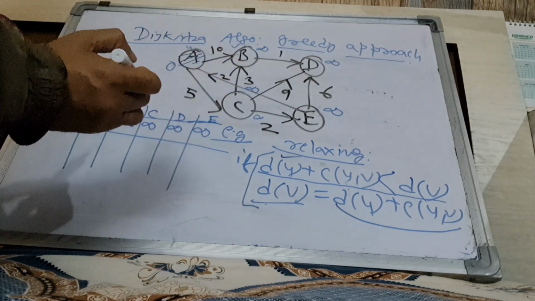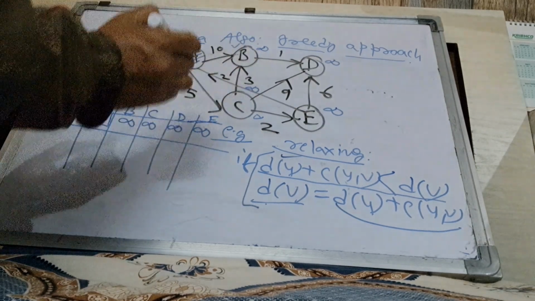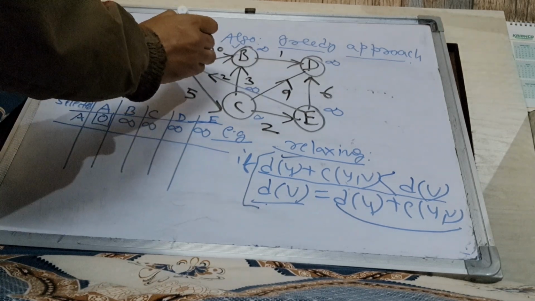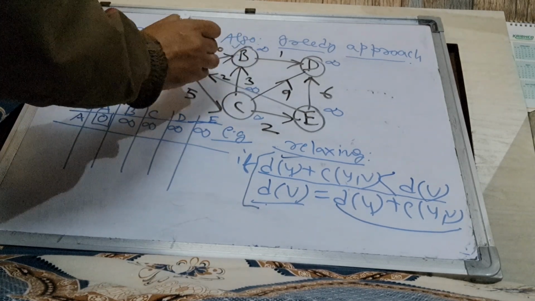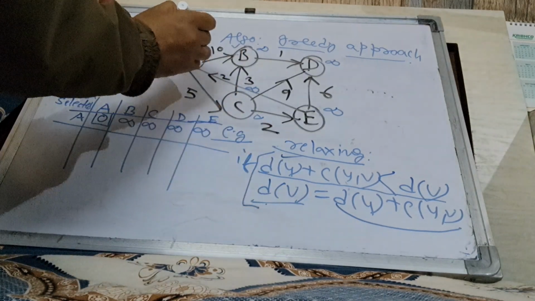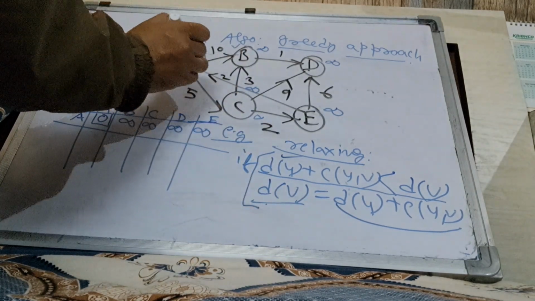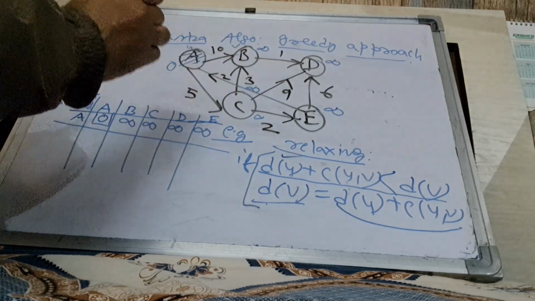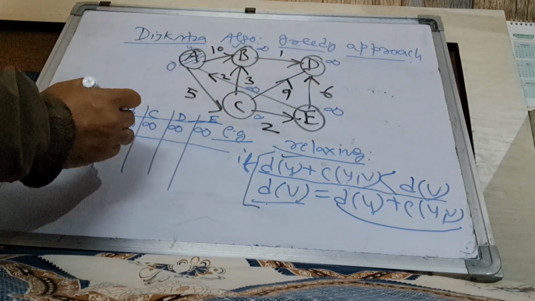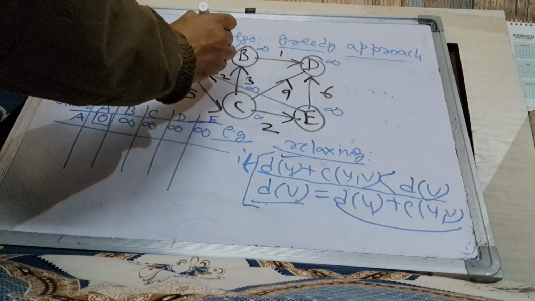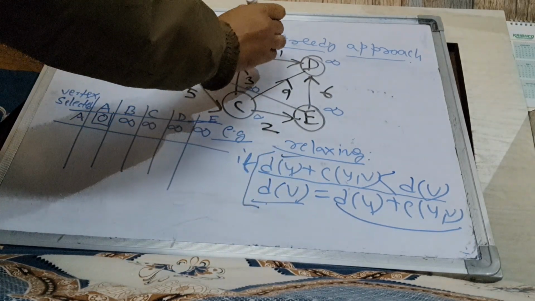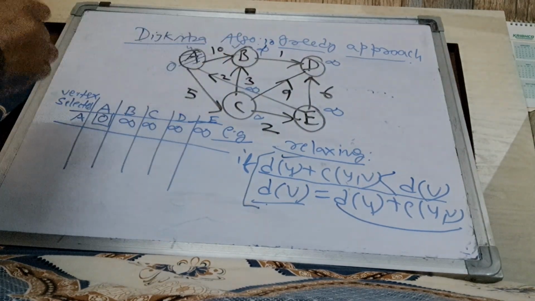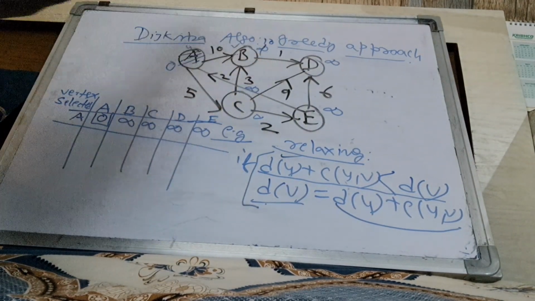A to B. We will check what is the distance of B. Right now the distance of B is infinity. The cost of reaching from U to V, from A to B, is 10. And what is the distance of U? That is 0. 0 plus 10 is always less than infinity. So I will update the distance of B with distance of U plus cost of UV, that is 0 plus 10, because 0 plus 10 is less than infinity.